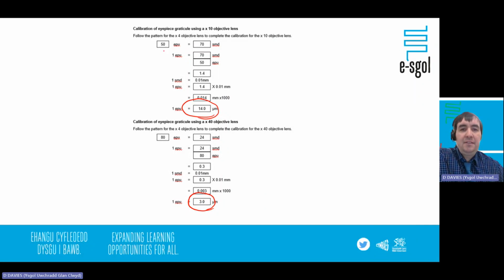If these numbers initially that you've taken off the video aren't exact, that's not the end of the world. The important thing is that you go through the method of stage micrometer divisions divided by eyepiece units, multiplied by the value of one stage micrometer unit, multiplied by 1,000, and that gives you your microns.